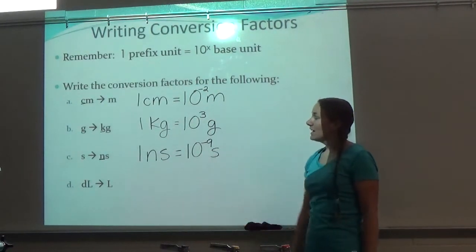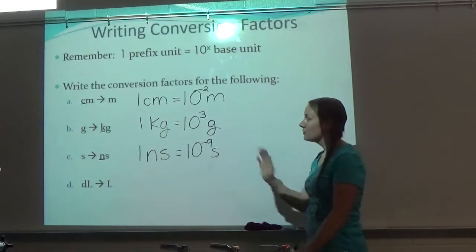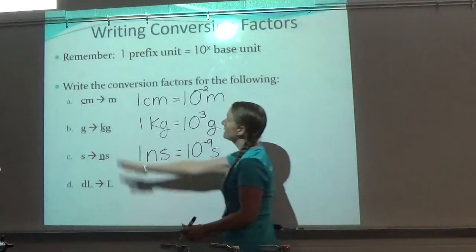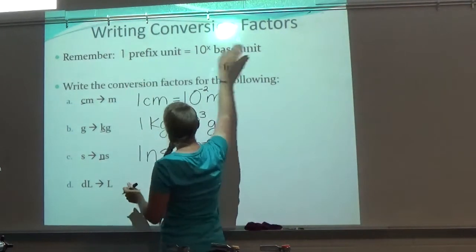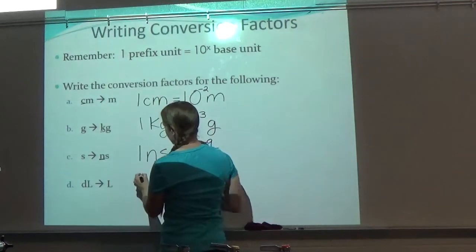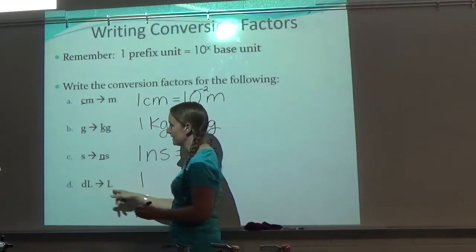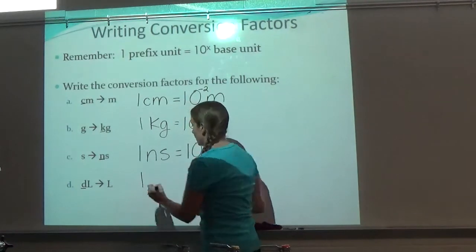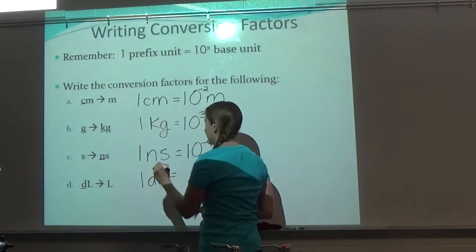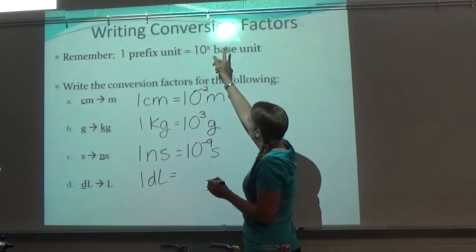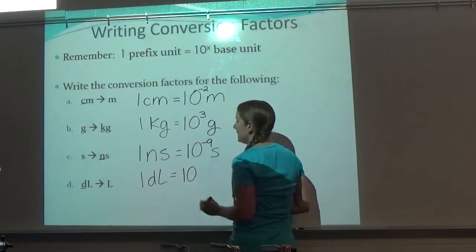Moving on to our last one. Hopefully you've already paused it and tried it. So it's deciliters to liters. I start with my little equation here. 1 prefix unit, so 1. Which one has a prefix? Deciliters does. So 1 DL, deciliter, equals 10 to the x base unit. So 10 to the x.